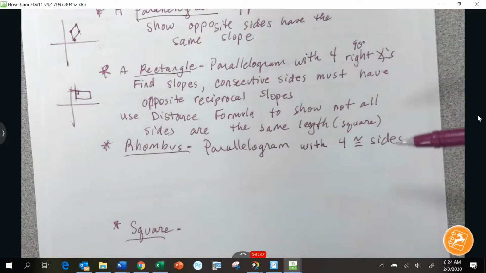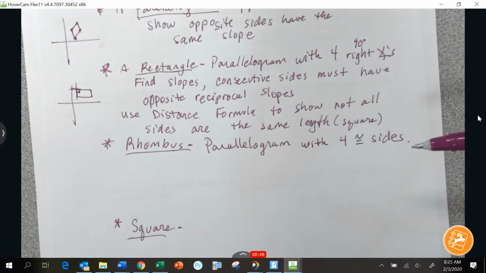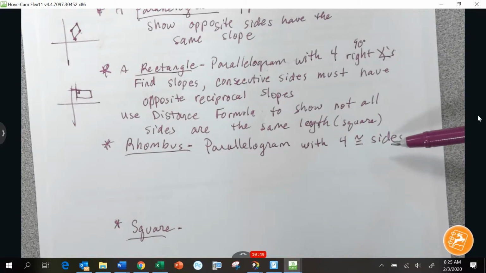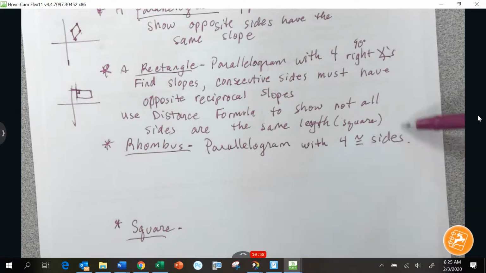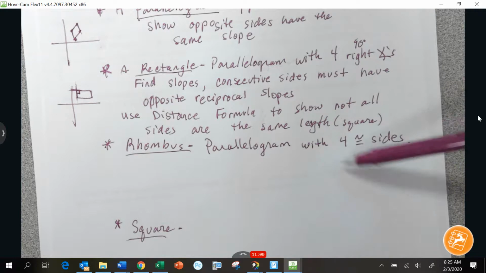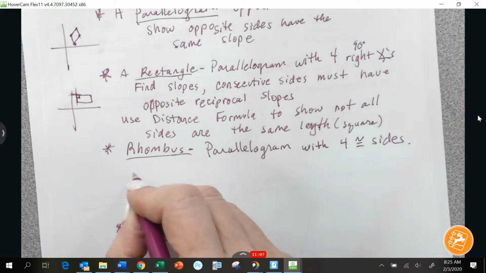How can we start to figure out that this is a rhombus on the coordinate plane? Hint, I am circling it. What could we start to do? Stephen, what do you think? Distance formula to find what? Uh-huh. Let's make sure all 4 sides are the same. So we're going to use our distance formula.